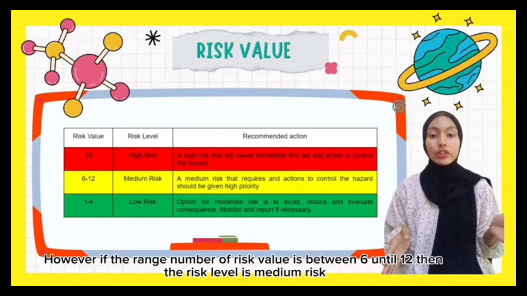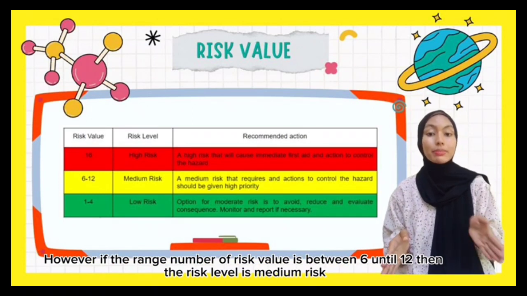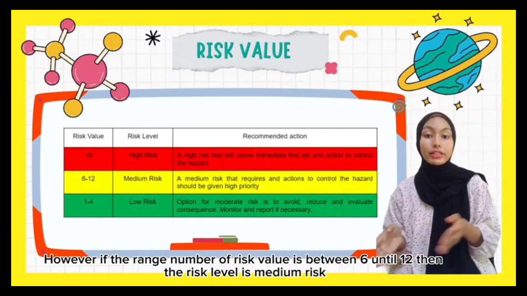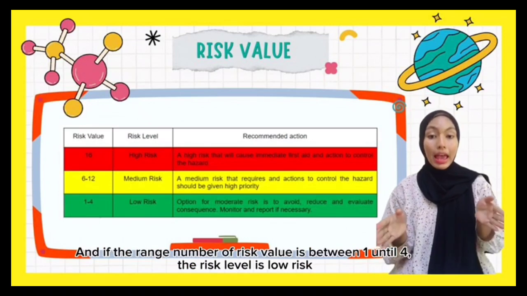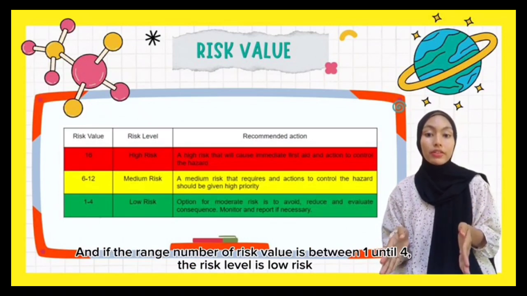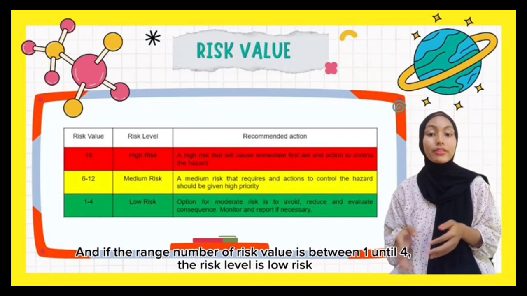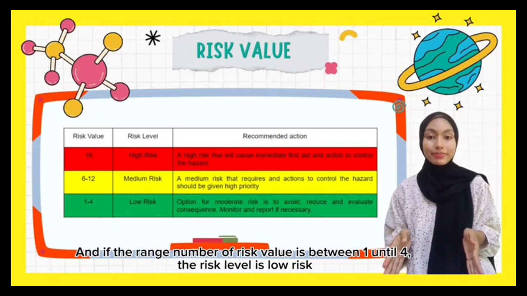However, if the range of the risk value is between 6 and 12, then the risk level is medium risk. And if the range of the risk value is between 1 and 4, the risk level is low risk.